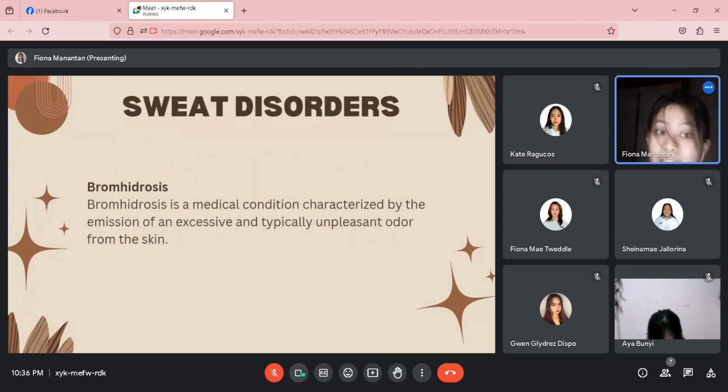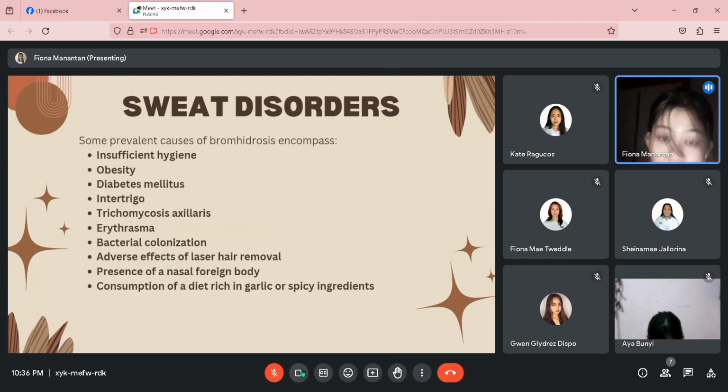Last disorder, we have bromhidrosis. Bromhidrosis is a medical condition characterized by the emission of an excessive and typically unpleasant odor from the skin. Perspiration itself has no odor, but when it encounters apocrine secretion or the activity of bacteria and germs on the skin, a smell can emerge. Now, these microorganisms break down sweat, generating an unpleasant odor. Numerous factors and behaviors can lead to either foul smelling apocrine secretion or an imbalance in bacterial composition, resulting in an undesirable body odor. We have some prevalent causes of bromhidrosis.